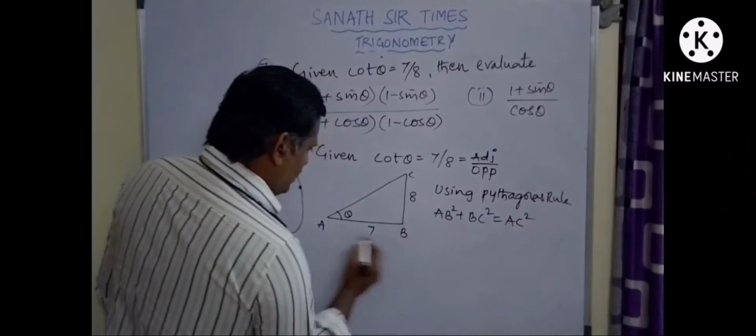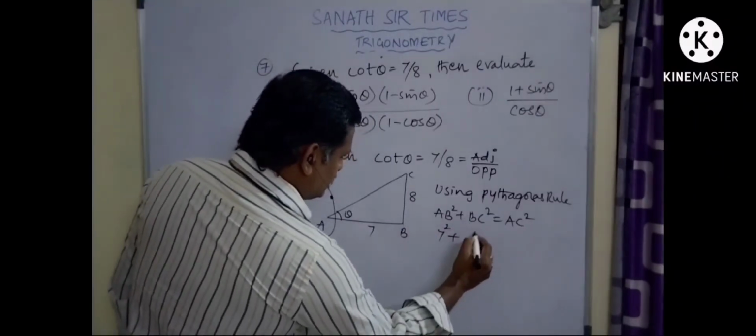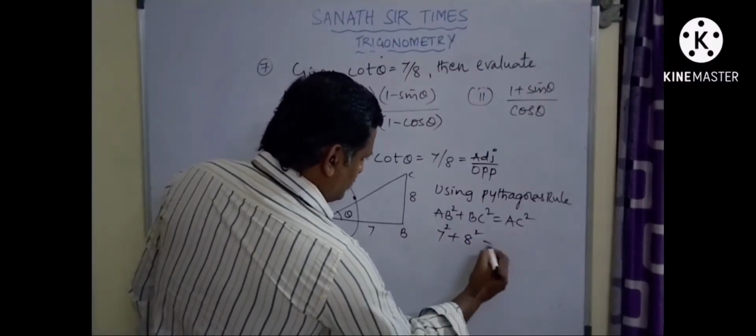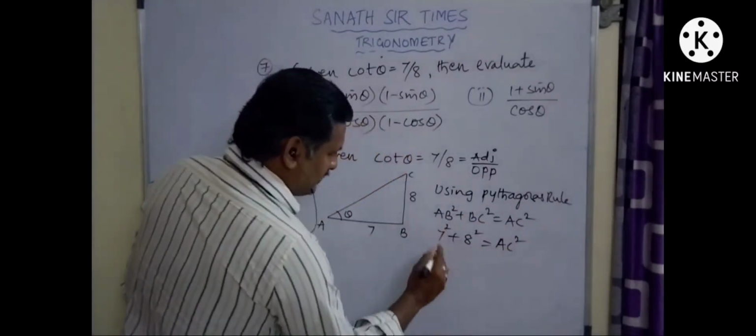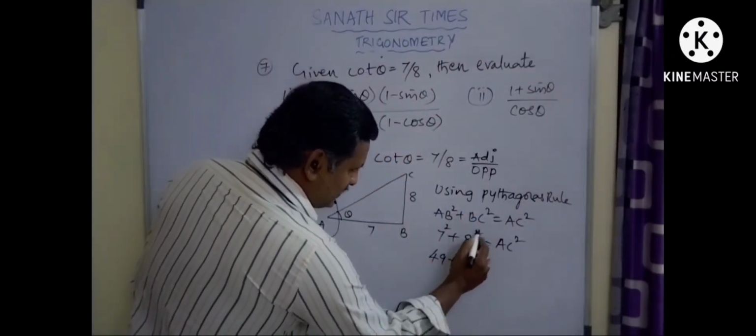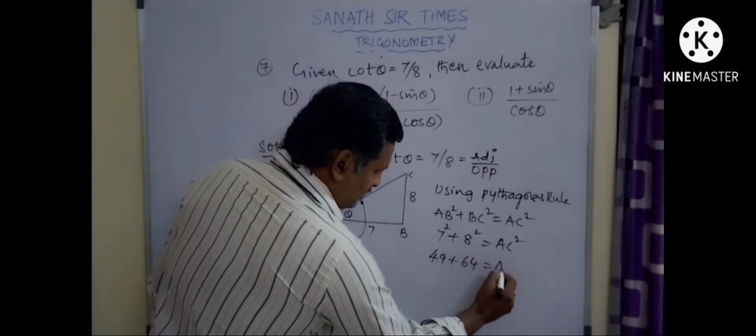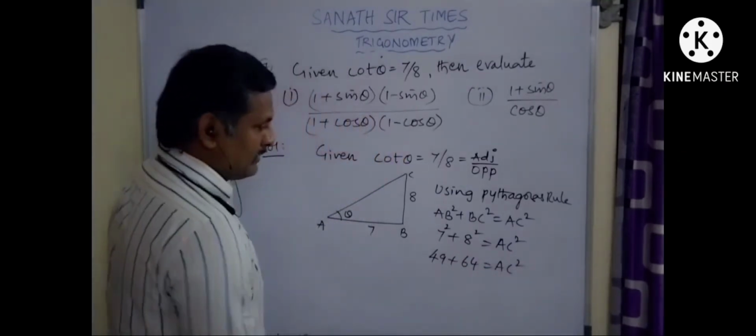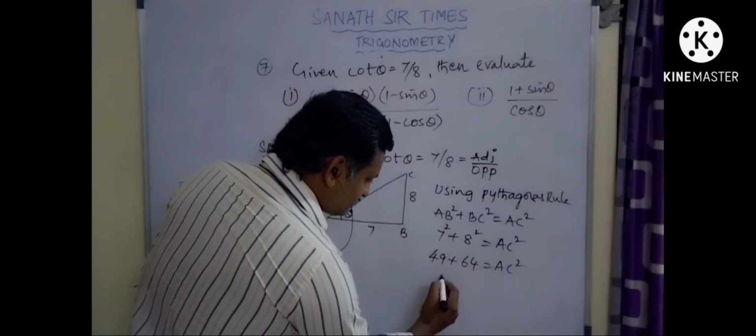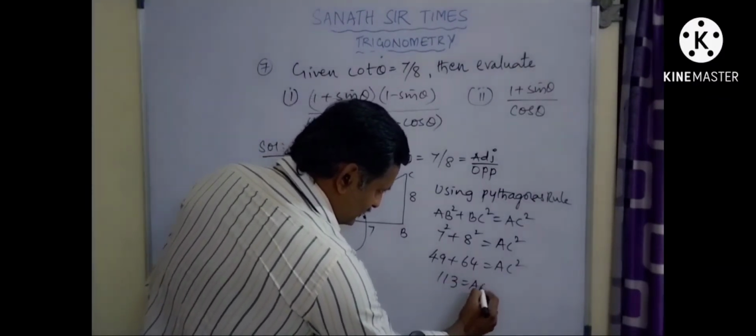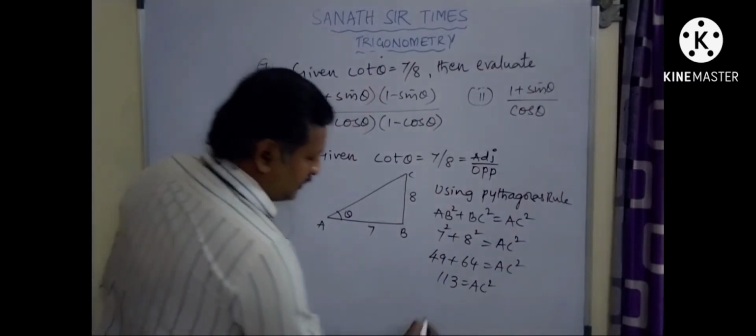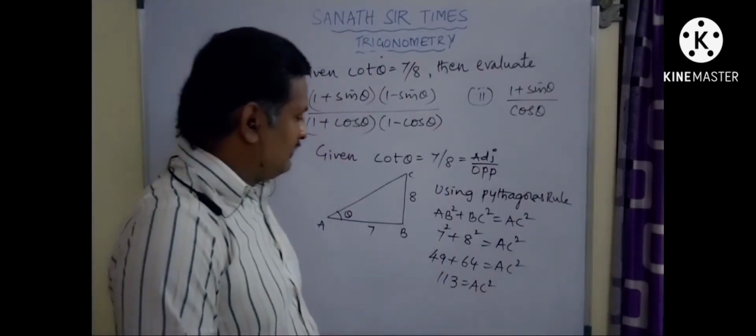AB square is 7 square, BC square is 8 square, and AC square you don't know. So 7 square is 49, 8 square is 64, that will be equal to AC square. So the total is 113 is equal to AC square. And don't panic that 113 is not a perfect square.